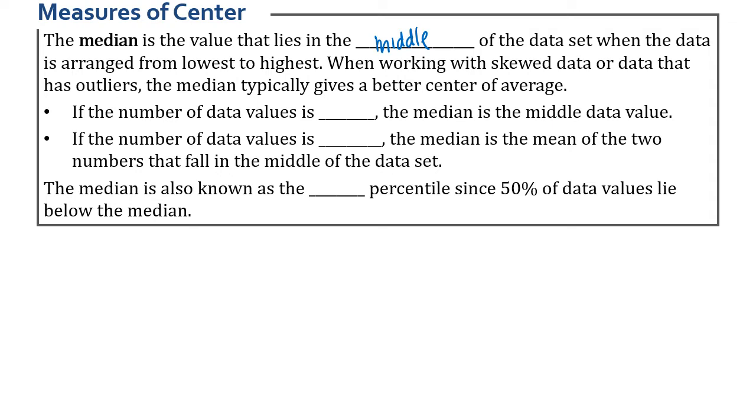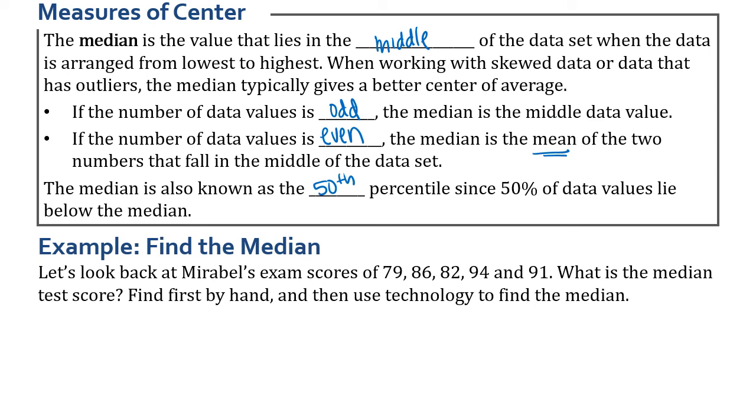So if the number of data values is odd, then the median is the middle data value. But if we have an even set of data, then we don't have an exact middle value. So to find that median, you find the mean of the two numbers that fall in the middle of the data set. The median is also known as the 50th percentile, since 50% of the data values lie below the median. So let's go back and look at Mirabel's example.